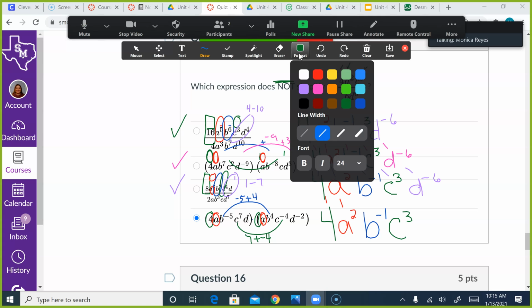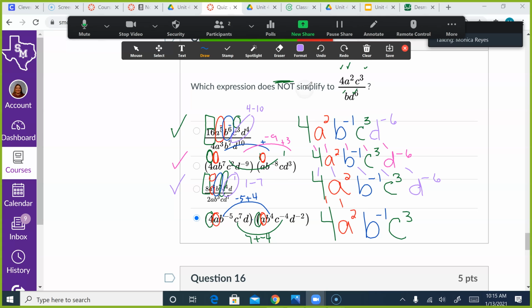And then the D, 1 and negative 2 makes negative 1. And right there is where it's different. So for us, the very last exponent on the very last answer choice was the wrong one. If you did anything before that, you wouldn't have got it.